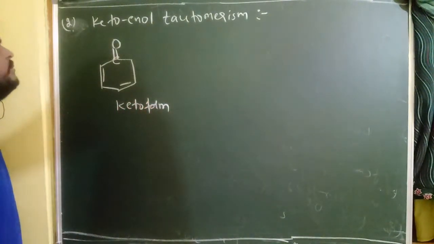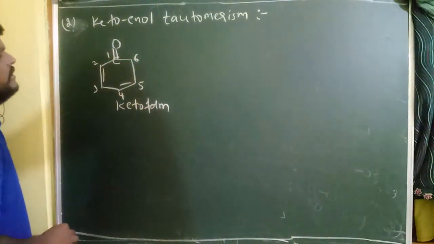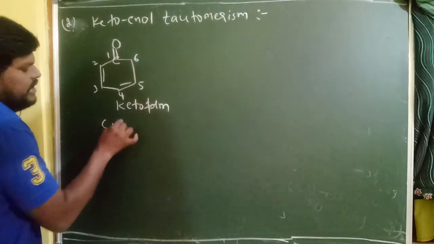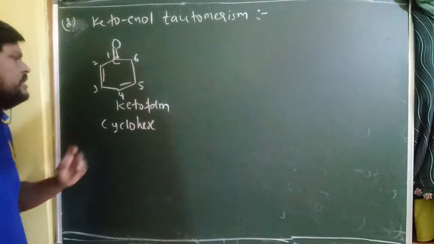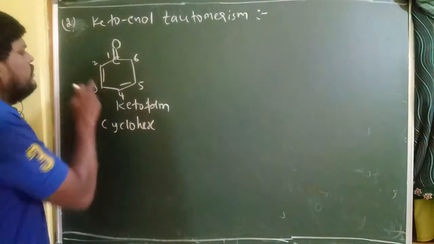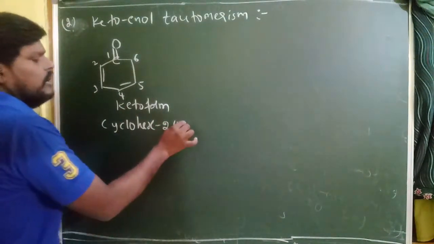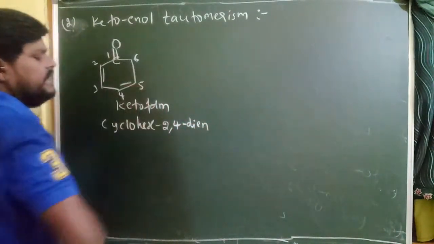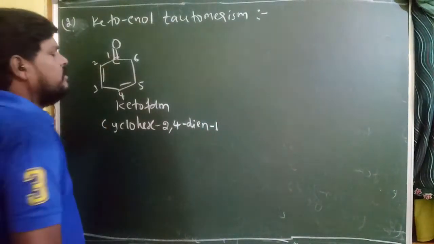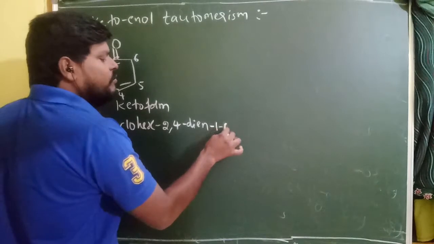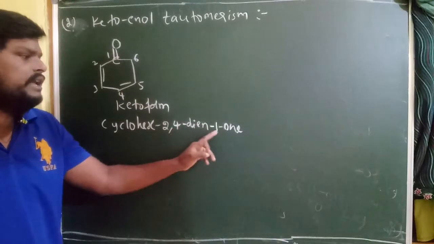What is the name of this compound according to the IUPAC system? 1, 2, 3, 4, 5, 6. So, cyclohexane, because there are 6 carbons in a cyclic structure. What is the position of the double bonds? Second carbon and fourth carbon, so you can write 2, 4. How many double bonds? 2 double bonds, so you can write diene. What is the position of the keto group? Position 1, so 1-one. The suffix for ketone is one. So cyclohex-2,4-dien-1-one.